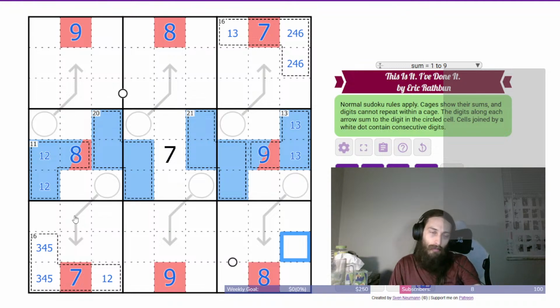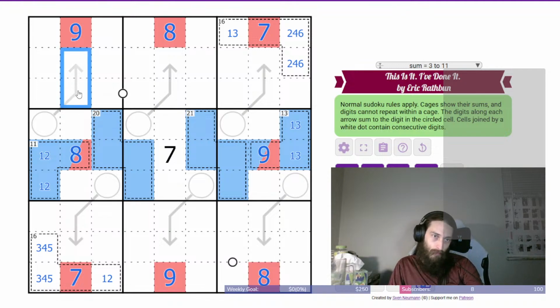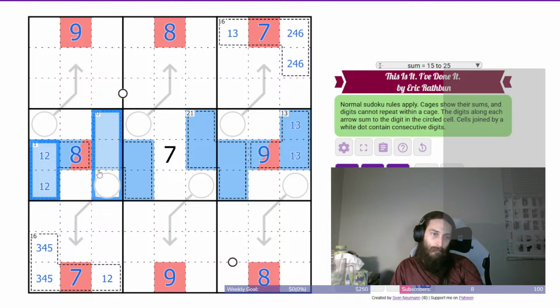Okay, something interesting. With these arrows, where can this pair of arrows be? Well, it has to be from these 5 digits. And then where are these 2 from? Well, they're from these 5 digits.